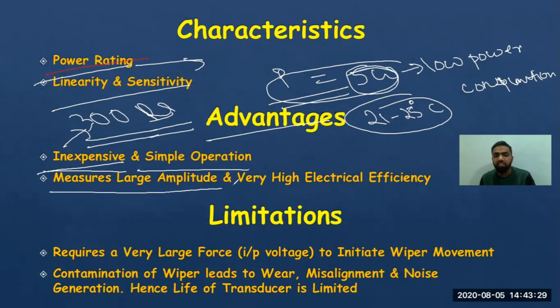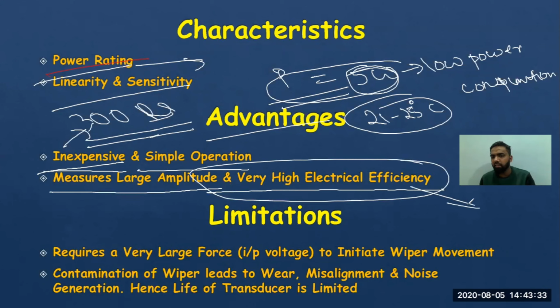Now it measures large amplitude and has very high electrical efficiency. It is very good in electrical efficiency. Why does it have high electrical efficiency? Due to its characteristics, linearity and sensitivity. Now we will go to the limitation.